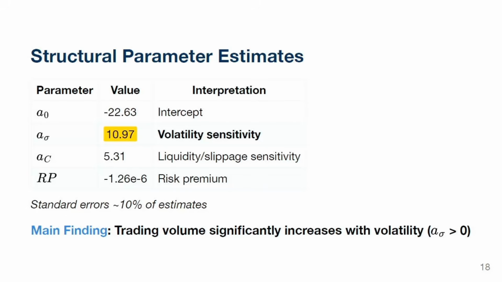The standard errors are fairly good, about 10%. The main thing I want to point out here is that trading volume is actually significantly dependent on price volatility. So this is something that's pretty interesting.